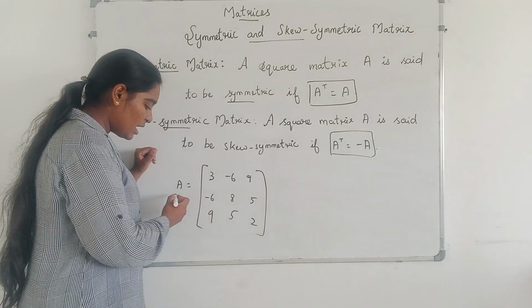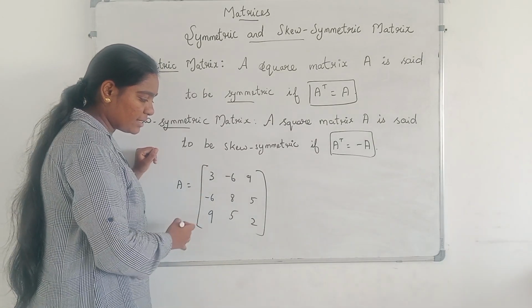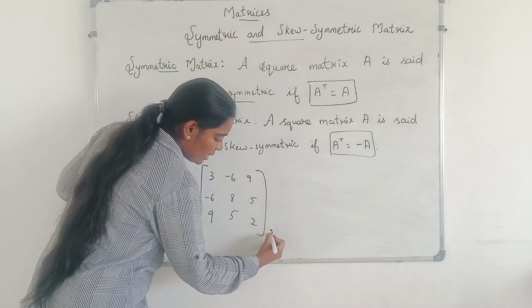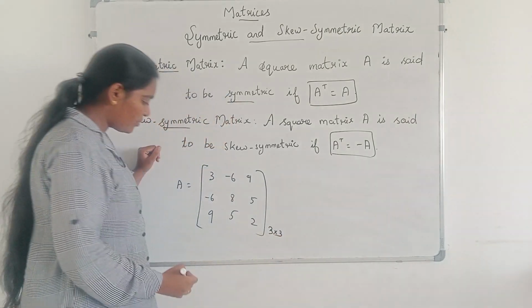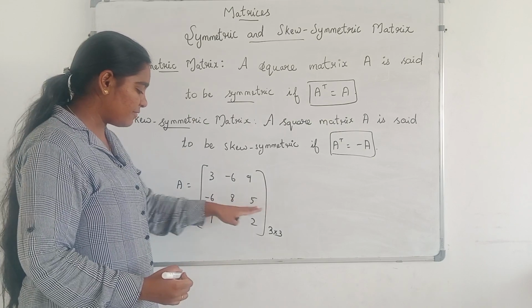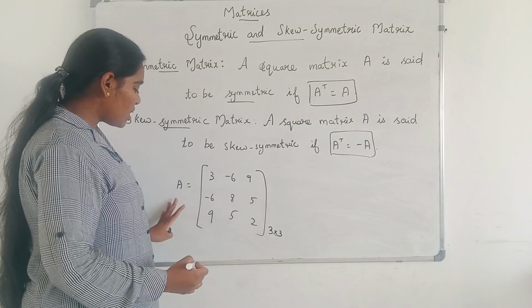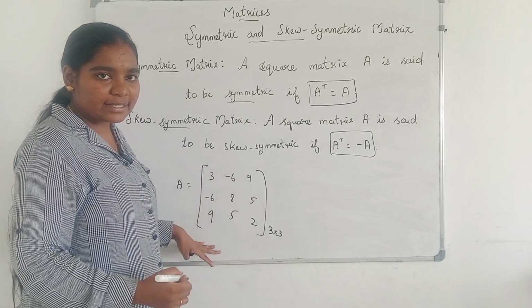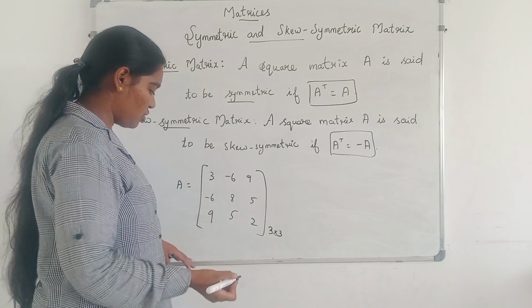For example, here a matrix is given. This is a square matrix, 3 rows and 3 columns. The values are 3, minus 6, 9, minus 6, 8, 5, 9, 5, 2. We have to check whether this matrix is a symmetric matrix or not.